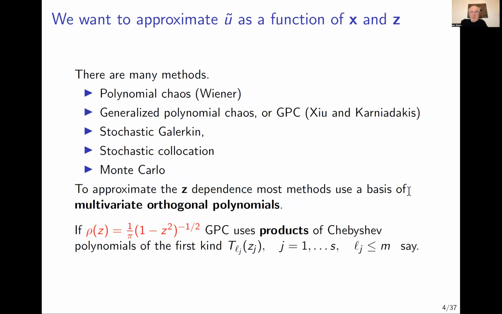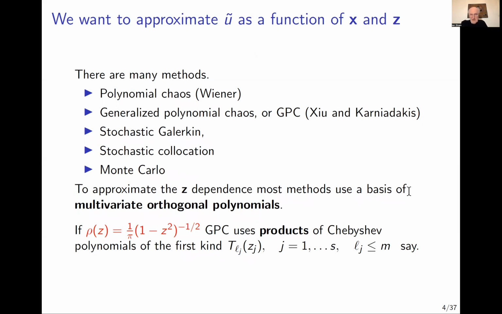Now, there are, as you will all know, many methods for tackling such problems: polynomial chaos, generalized polynomial chaos, stochastic Galerkin, stochastic collocation, to approximate the z dependence. Most of these methods, because you've got both z and x, the physical variable, z the stochastic variable, use the basis of multivariate orthogonal polynomials.